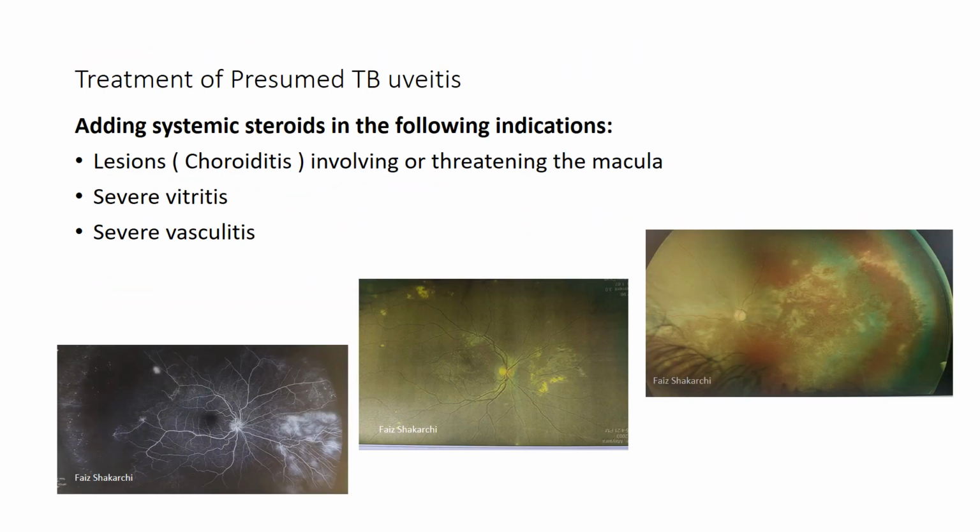Management of TB uveitis requires adding systemic steroids in addition to anti-TB drugs, especially in the following indications: choroiditis involving or threatening the macula, severe vitritis, and severe vasculitis. Oral prednisolone 0.5 to 1 mg per kg is added shortly after starting anti-TB drugs and continued with a gradual tapering for a few months.